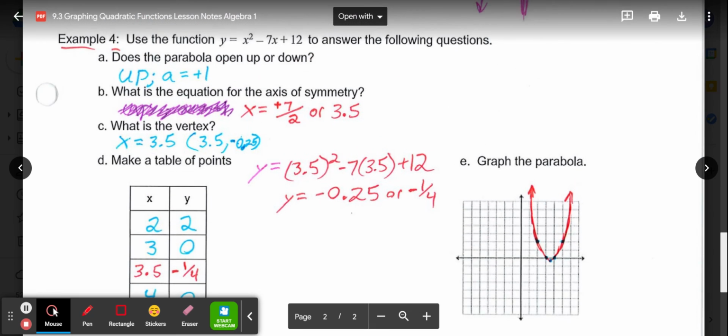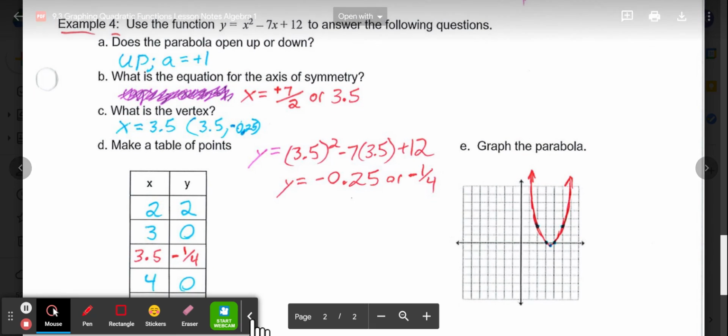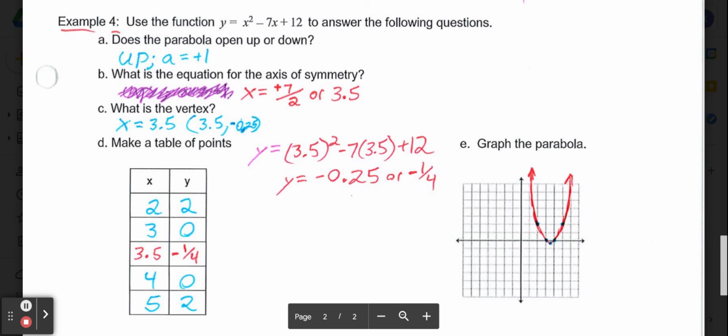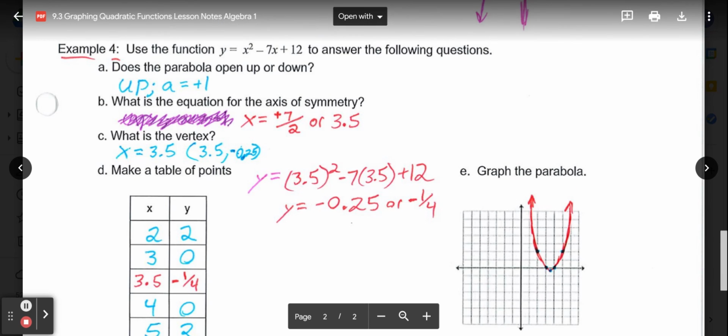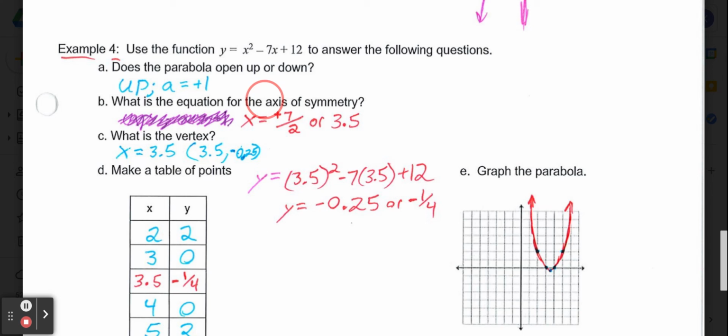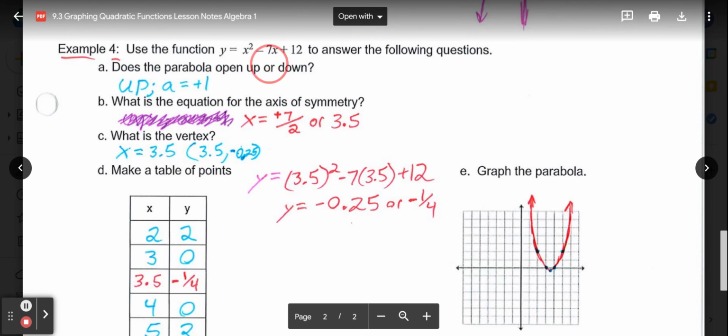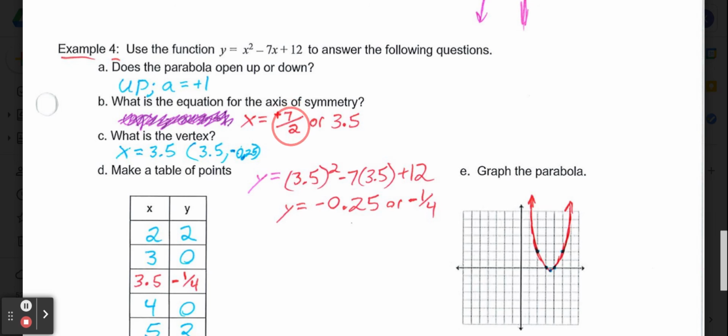Then we go to our last example, example 4, which says use the function y equals x squared minus 7x plus 12. So in this case, a is a positive 1, whatever's in front of x squared, so our parabola opens up. The axis of symmetry would be the opposite of b over 2 times a. So if b is a -7, it would be a positive 7 over 2 times 1. So 7 divided by 2 is 3.5.